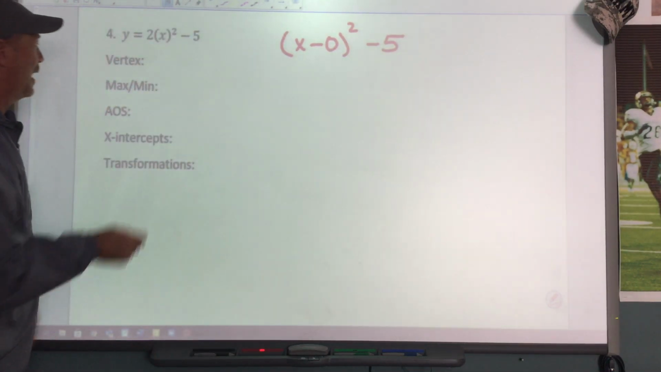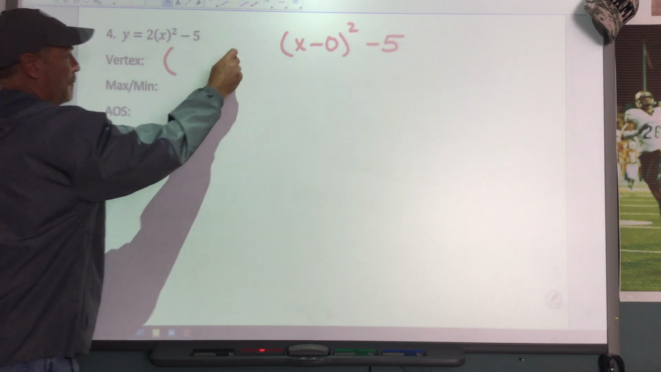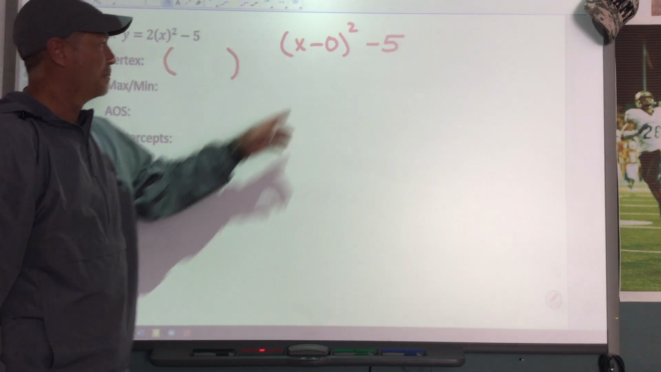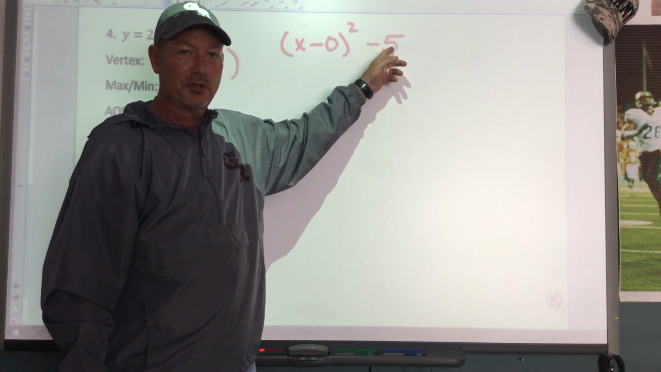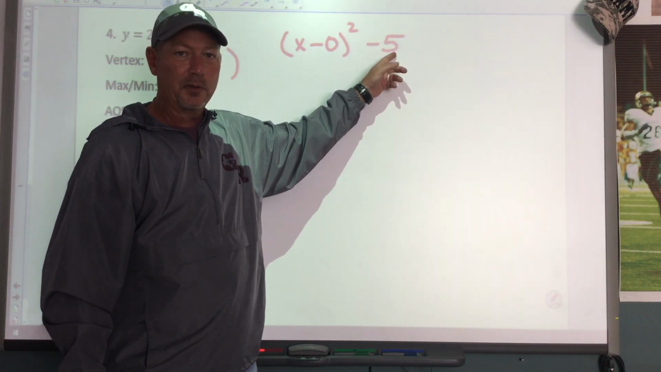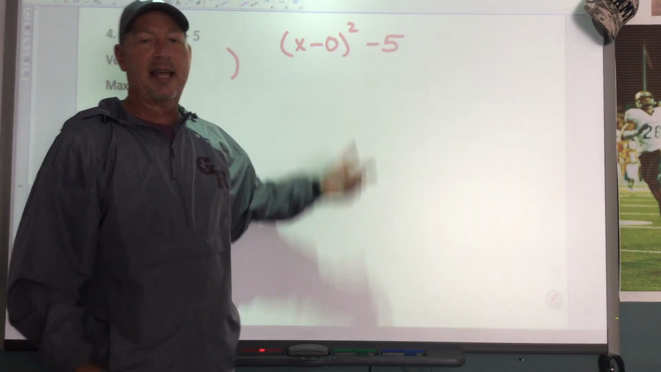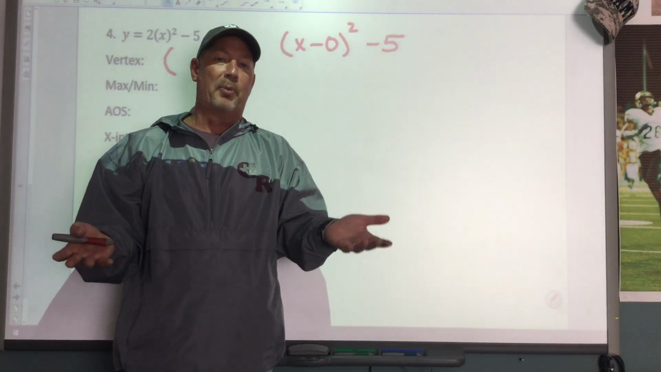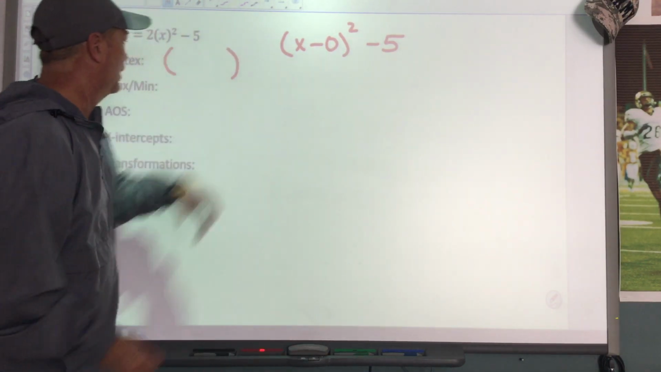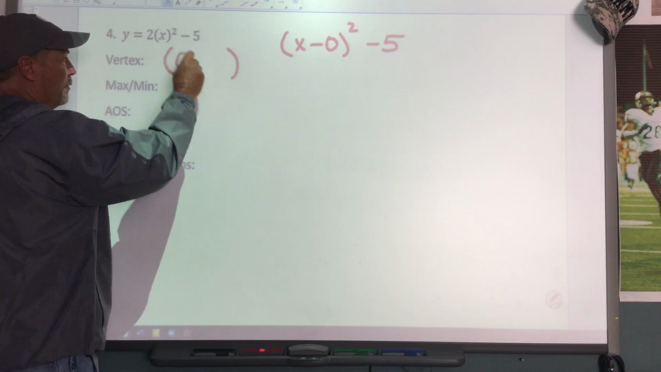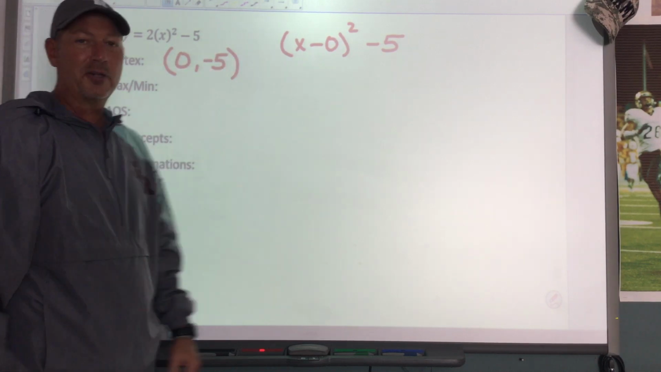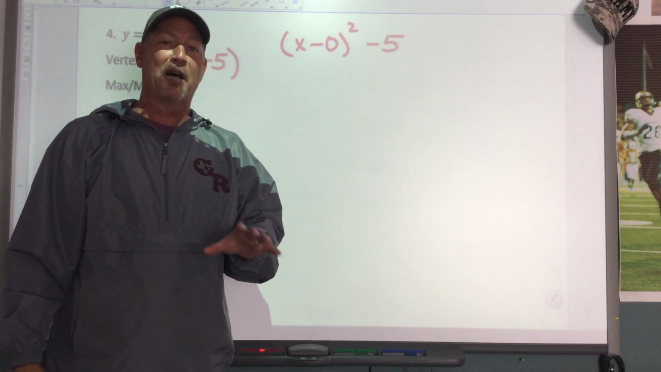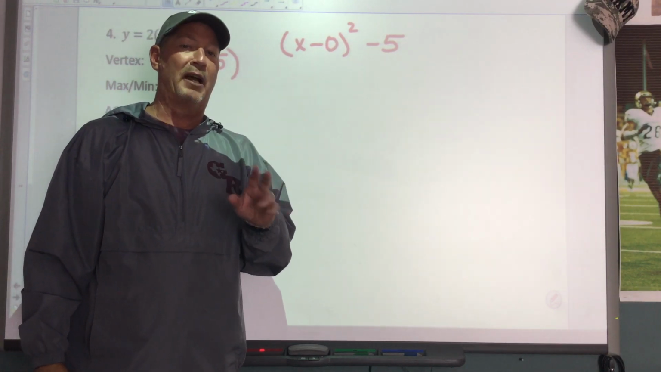We said we could find the vertex by taking the opposite of this number, and then this is also the k value. All right? Well, you can't take the opposite of zero because zero is not positive or negative. So this is just going to give me a 0, -5. There's my vertex.